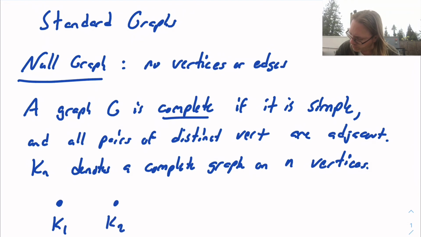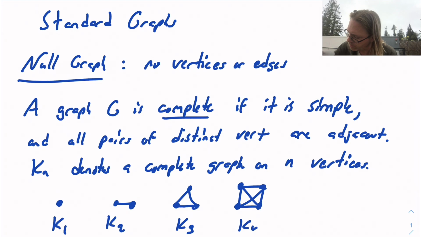There's K2, K3, K4, and so on. So it's perfectly valid to have a complete graph on just one vertex. Then there are no edges. A complete graph on 2 vertices is going to have 1 edge. The complete graph on 3 vertices is a triangle. It's 3 vertices and 3 edges. Okay, so those are the complete graphs.